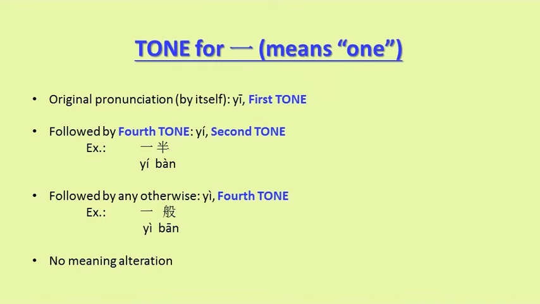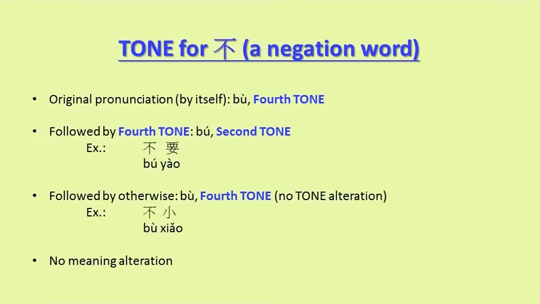Yi, by itself, is pronounced with the first intonation, yi. If it's immediately followed by a fourth intonation, it's pronounced with the second intonation, yi. For example, yipan. If it's immediately followed by the other three intonations, it's pronounced with the fourth intonation, yi. For example, yipan. With those intonation variations, the meaning is still one, not altered.